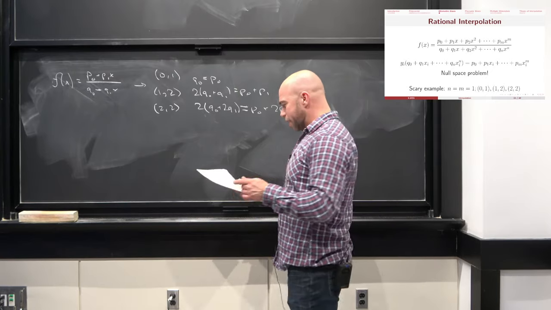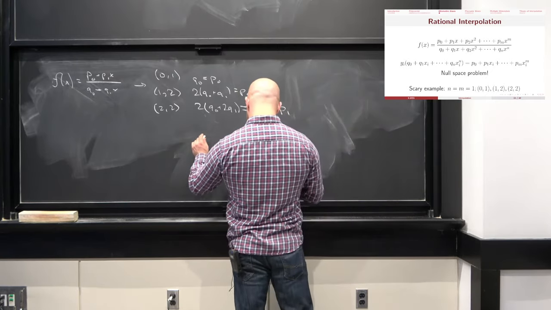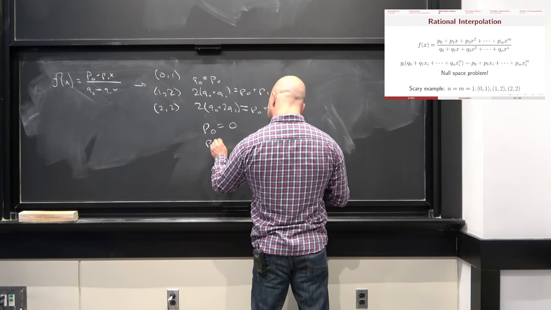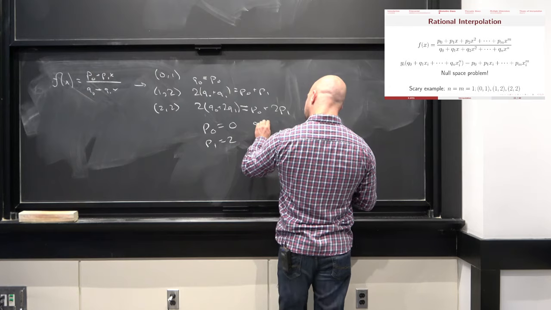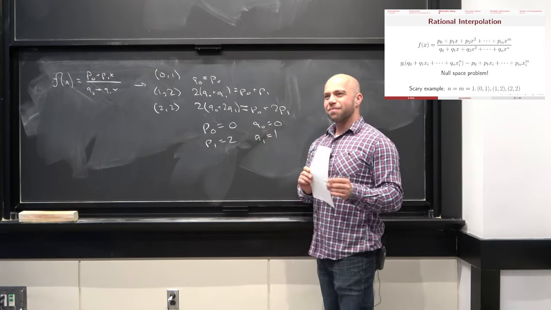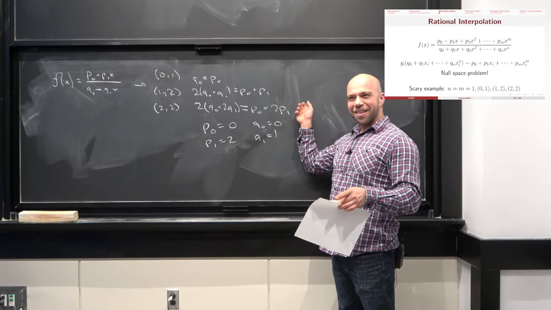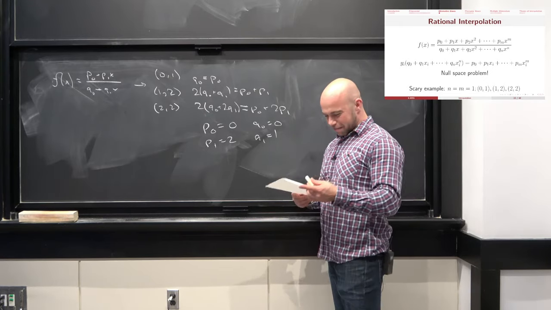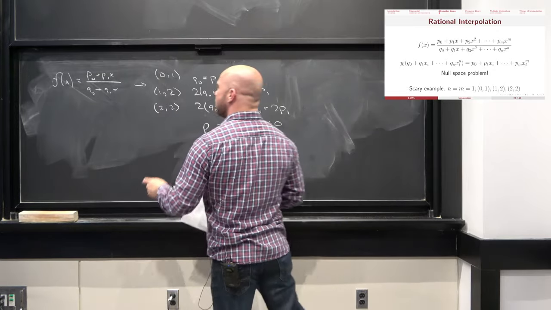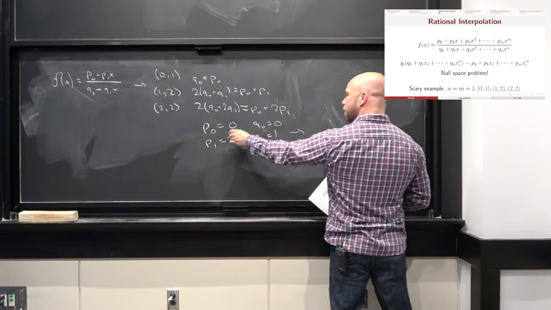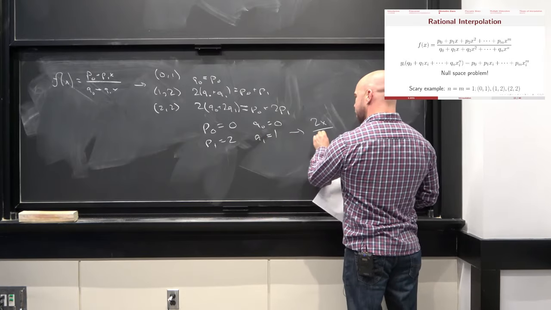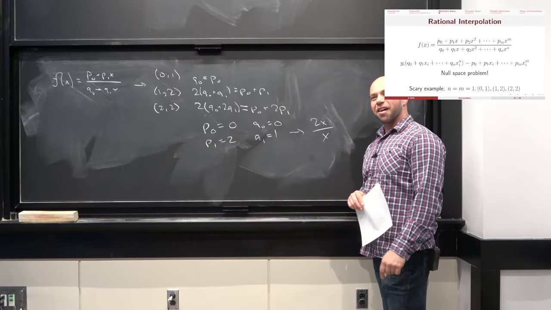But even there, you can end up in trouble. For example, here I'm just going to give you a solution: p0 equals 0, p1 equals 2, q0 equals 0, q1 equals 1. Harry, do you want to check really quick that this satisfies these linear systems? No? Okay, me neither. But what we can do is plug into this form for f of x. We get p0 plus p1x, so that's just 2x, over q0 plus q1x. There's our rational function.